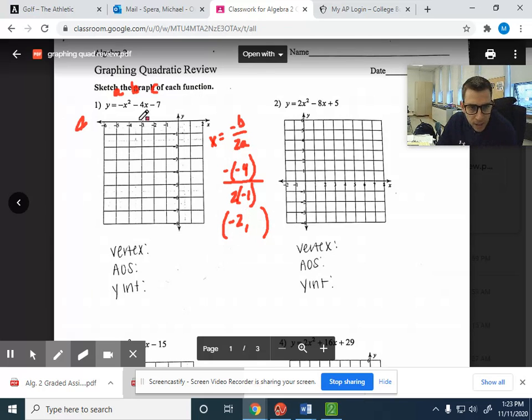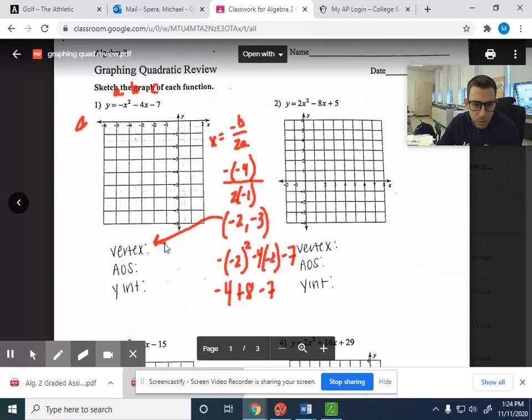We now know that once we get x, we plug it back in to get y. Again, just be careful here. It's going to be a negative times a negative 2 squared. I'm going to run out of room. Negative 4 times negative 2, and then minus 7. Square it first. Multiply it by the negative on the outside. And it looks like here, 4 minus 7, we should get negative 3, right? That's going to be our vertex.